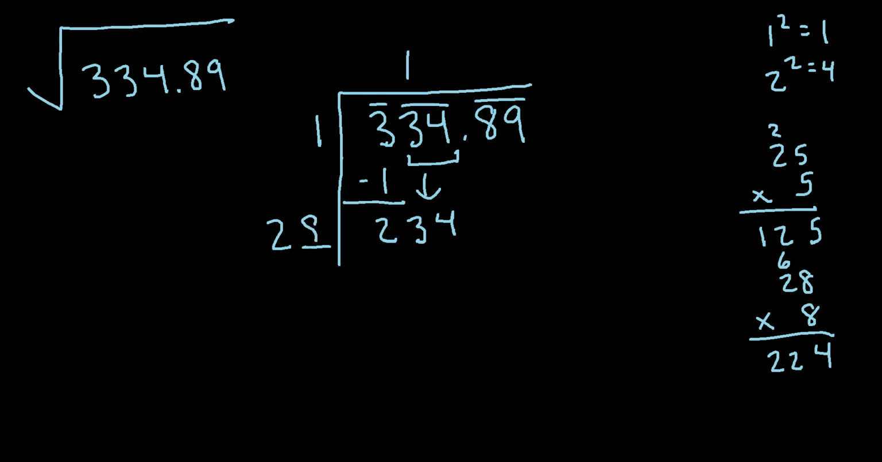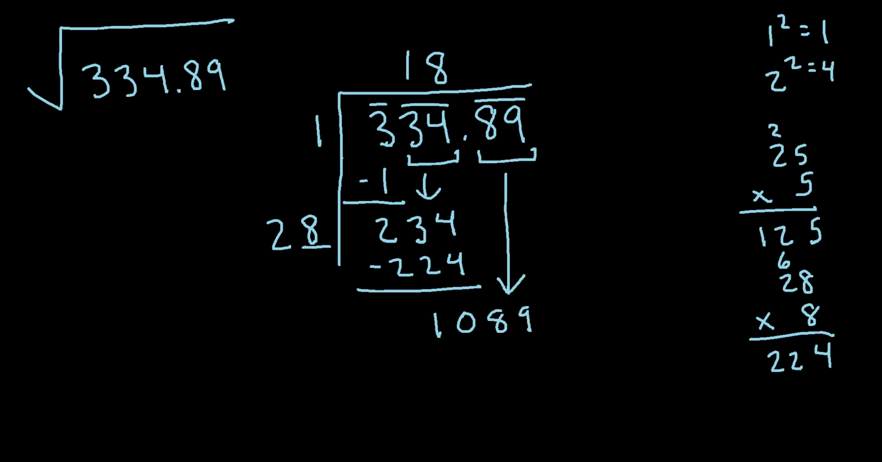So we'll put an 8 right here. And remember, whatever we put here, we also have to put up here. So we'll write an 8 right here. So we said 28 times 8, that's 224. So we'll subtract 224. So 234 minus 224, that's 10. And now we have to bring down this next pair of numbers. So we'll bring down the 8 and the 9. And notice we've just gone beyond the decimal point, so we'll put a decimal point up here too.